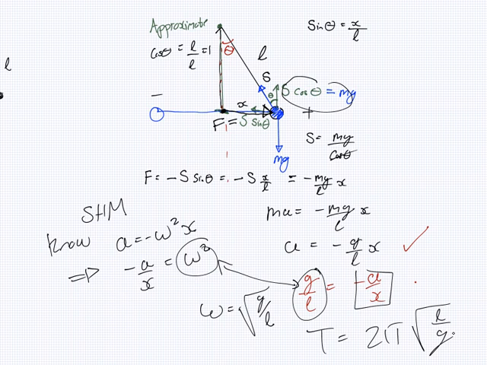How did you get the mg? Negative sine x over time.